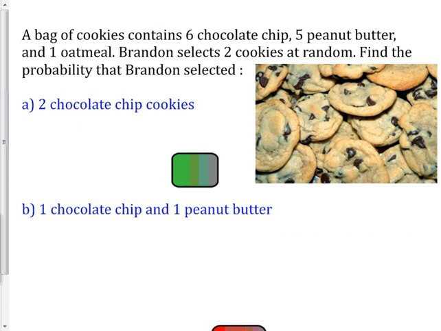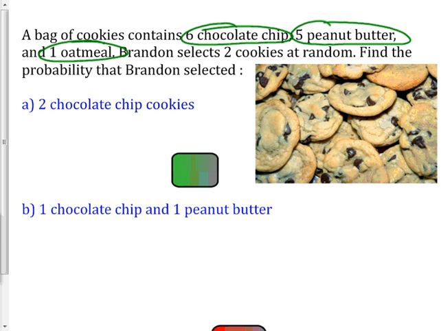So this one is where we start getting them a little more complicated, because we don't just have 9 people at the reunion. We have them divided into subgroups. We got 6 with chocolate chip, 5 with peanut butter, and 1 oatmeal. Together, that makes 12 cookies. They're all on a big plate, okay? You've probably been to family reunions where they have the big plate of cookies and there's different kinds on there. If you just randomly grab a couple off of there, what's the probability you'll get this or that? Well, right now, find the probability that he selected 2 chocolate chip cookies.